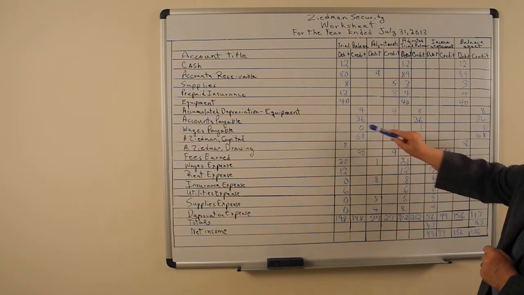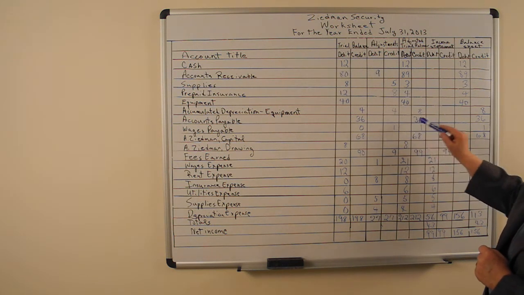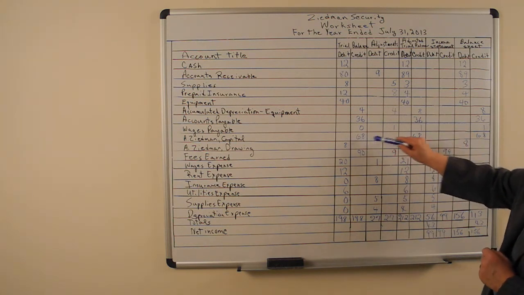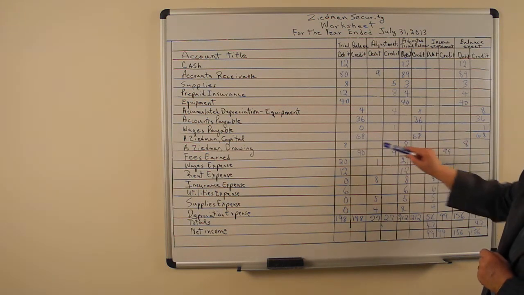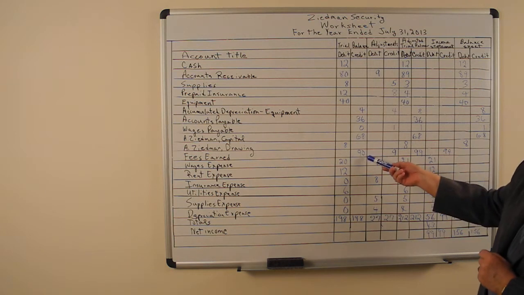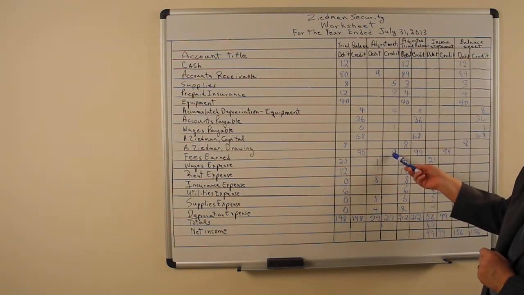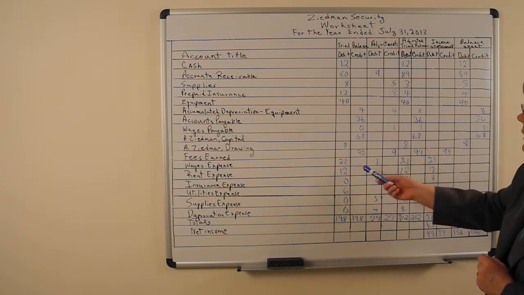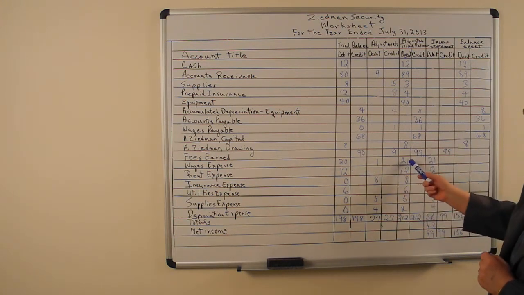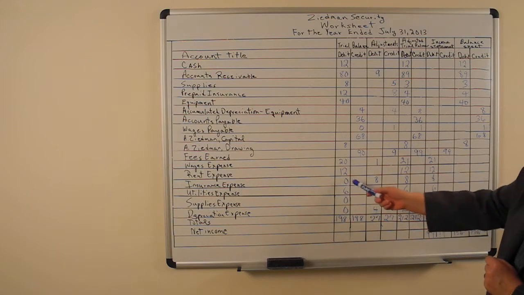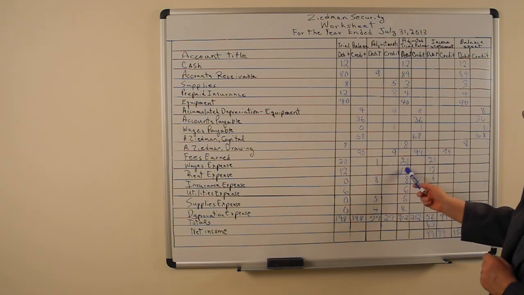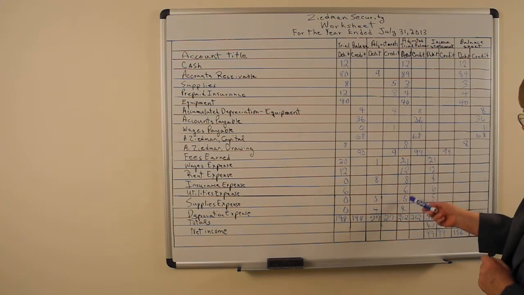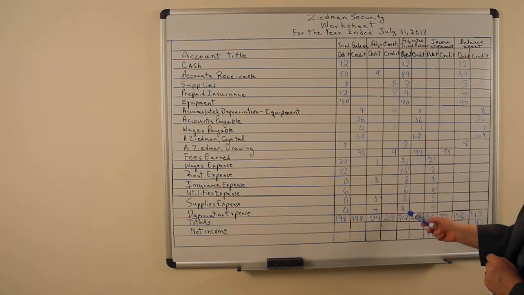Wages, we started with 0 plus a credit 1, so now we have 1. No change in capital. The drawing, no change. Fees earned, we had a credit, and we have a credit adjustment, so now we have 99 on the credit side. Wage expense, 20 plus 1 is 21 on the debit side. We have rent, 12 plus no change, that would be 12 on the debit side. 8, 6, 5, 4, all on the debit side.